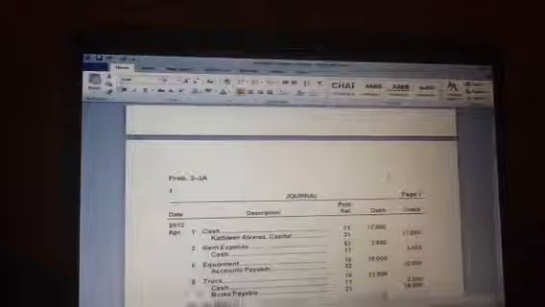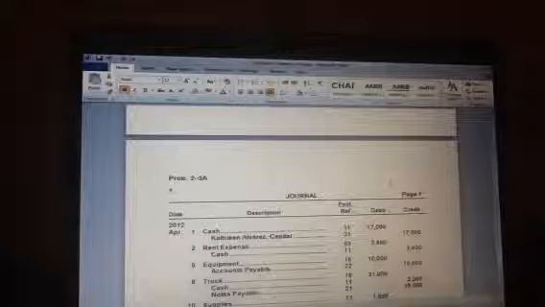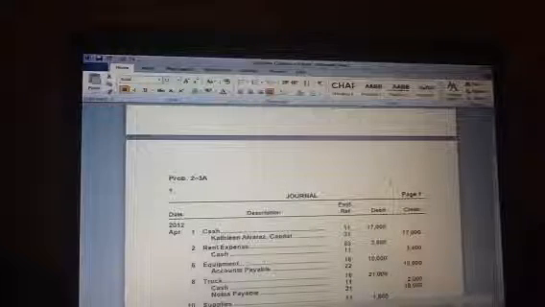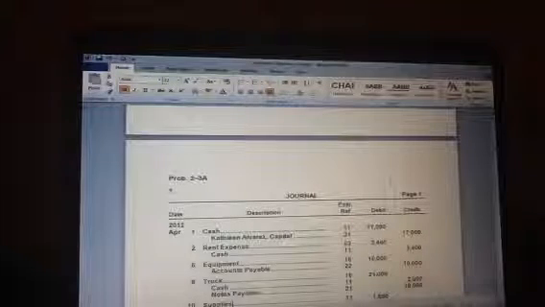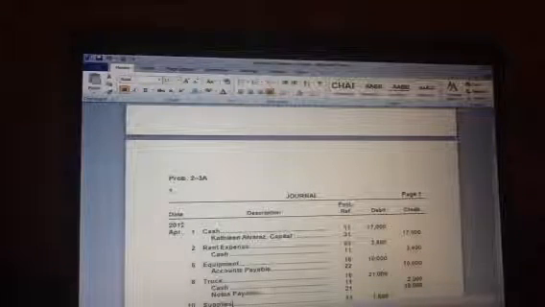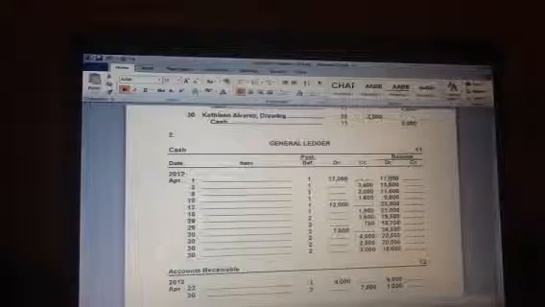So I'm going back to the first journal entry. The first journal entry we made on April 1st was to debit cash $17,000 and credit capital $17,000. So to post, you take each line. So we're just going to take the debit to cash first, $17,000. And then you would go to the ledger and find the cash account. Notice it's account number 11.